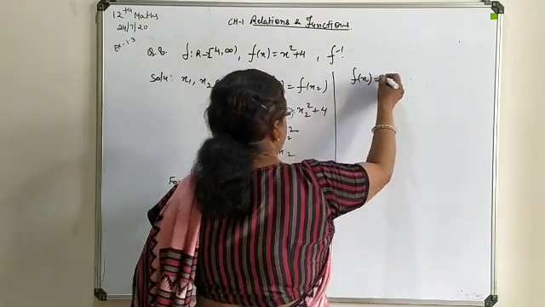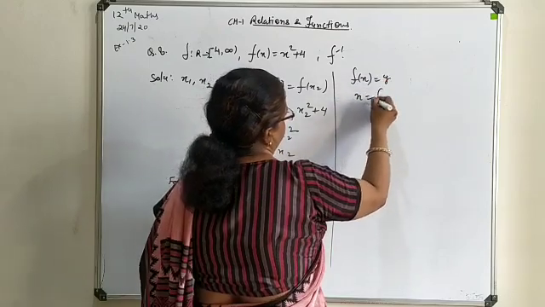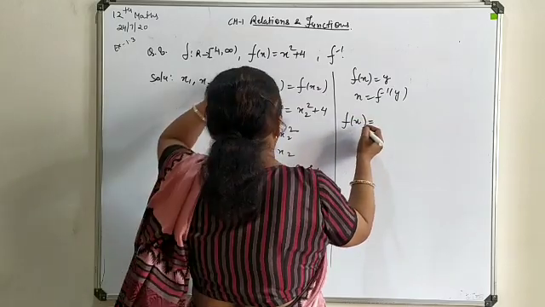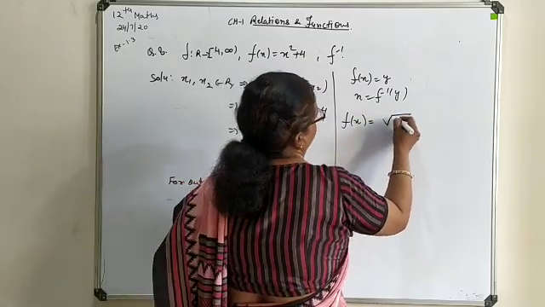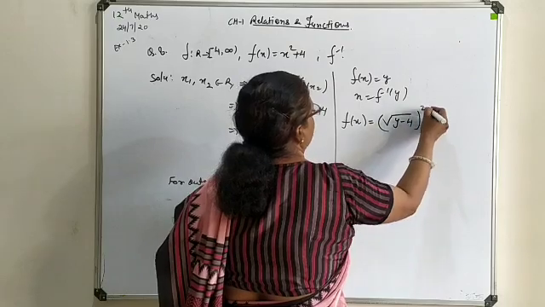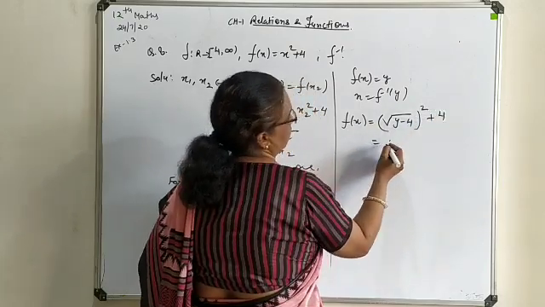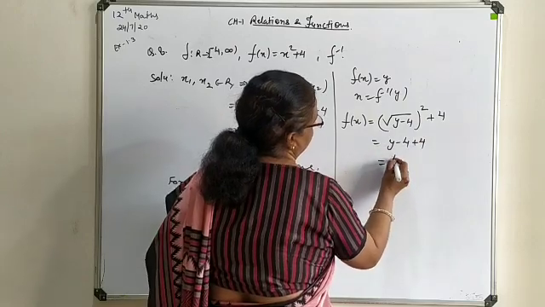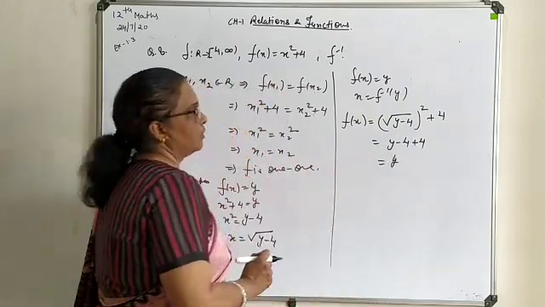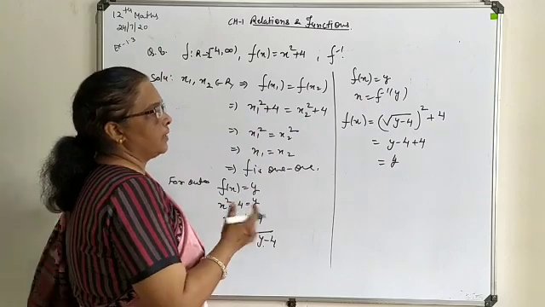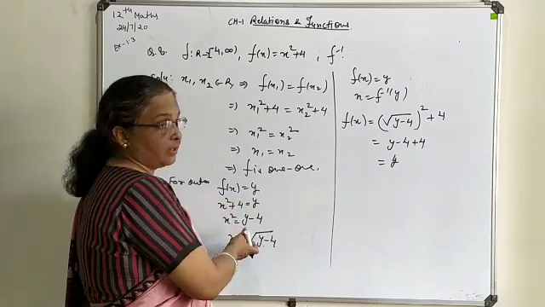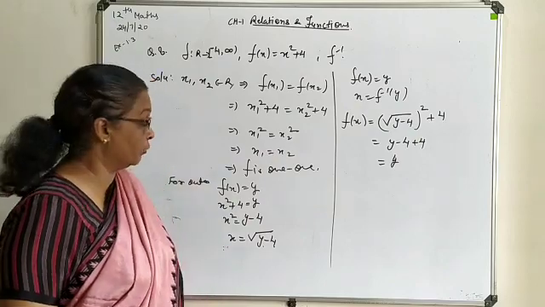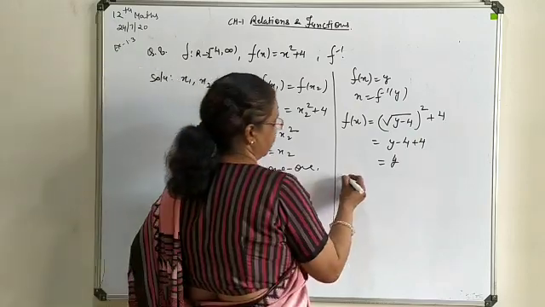f(x) we have taken as this one, so x you will write as f inverse of y. So here your f(x) you will write as x, means under root y minus 4, whose term is being squared, plus 4. Square root and square both will cancel here. So here you are getting this one is y. So your x is your f inverse y. So f inverse you can write as under root y minus 4.